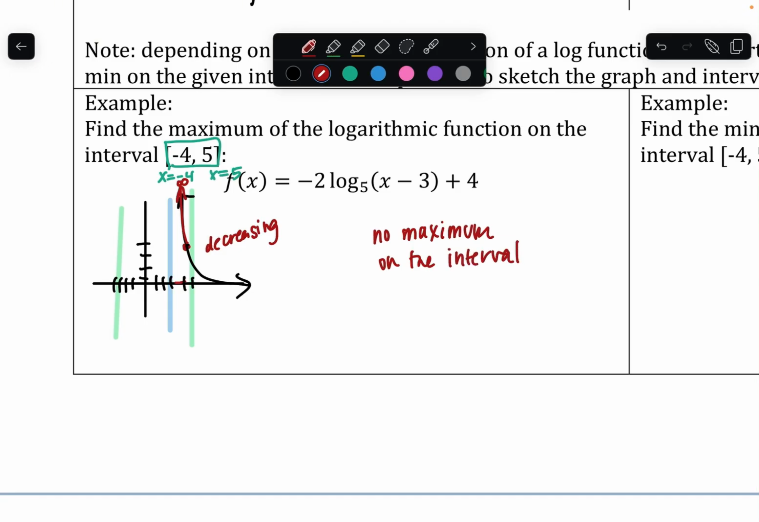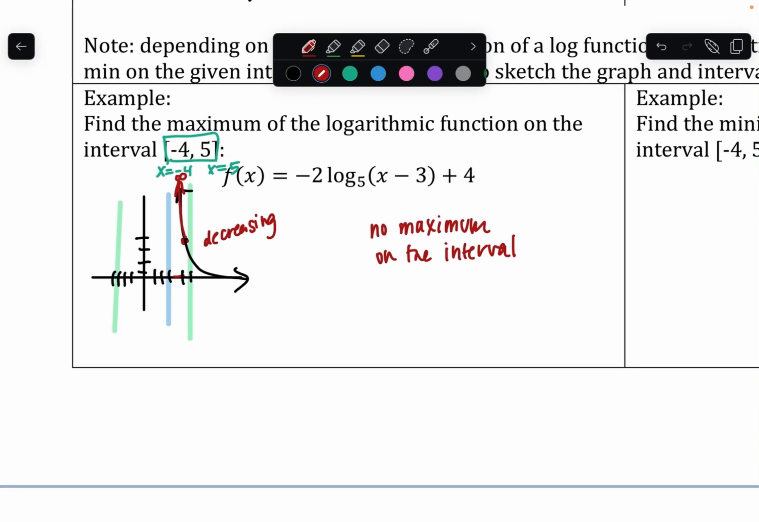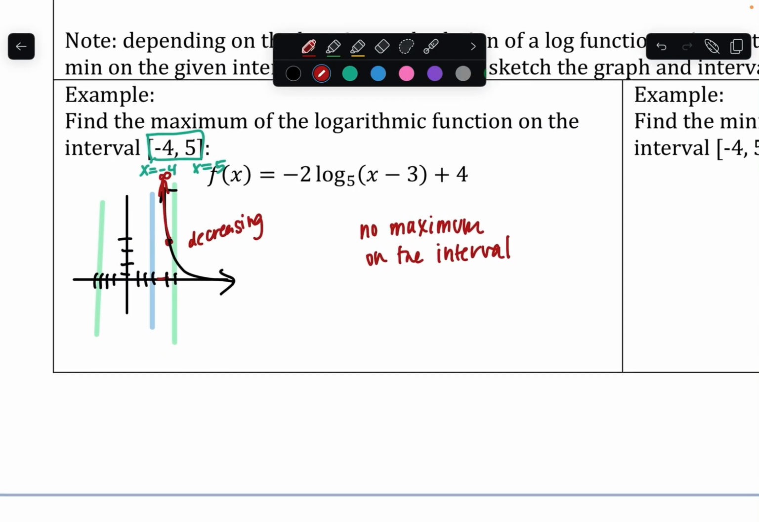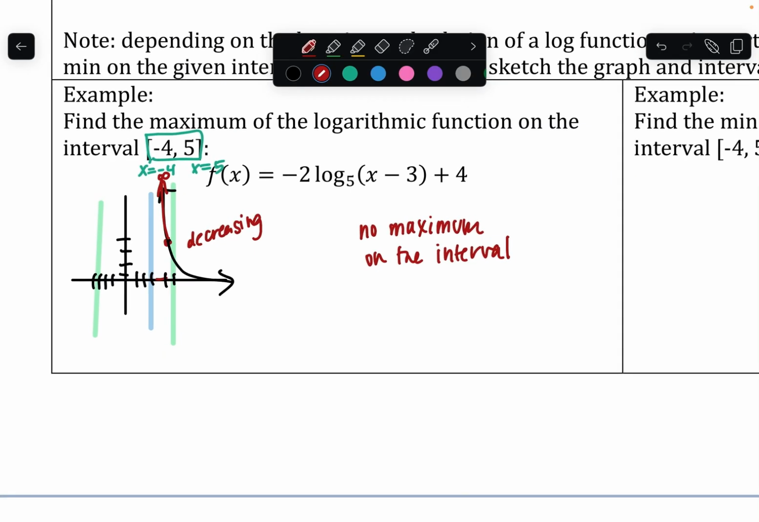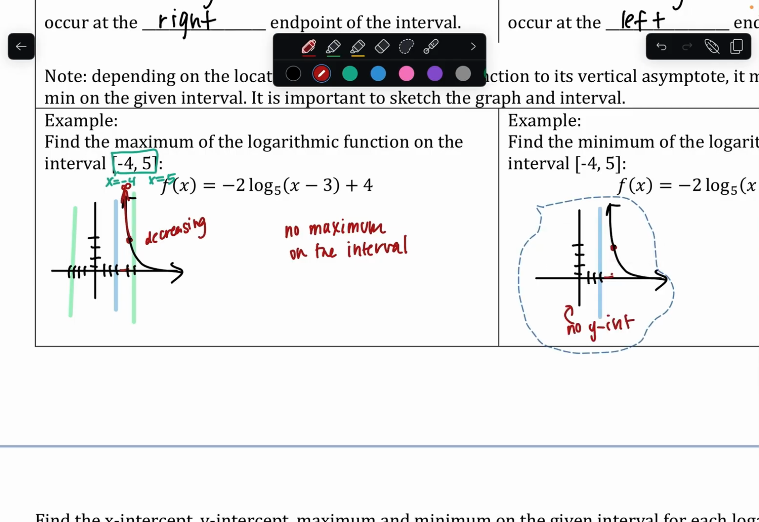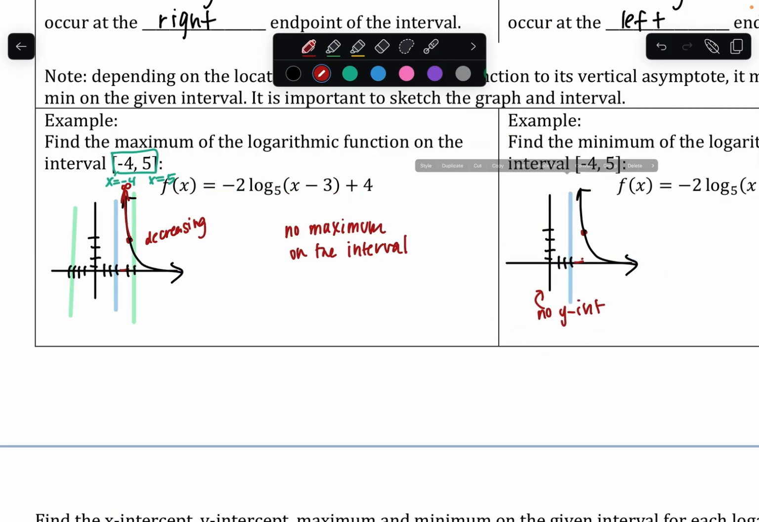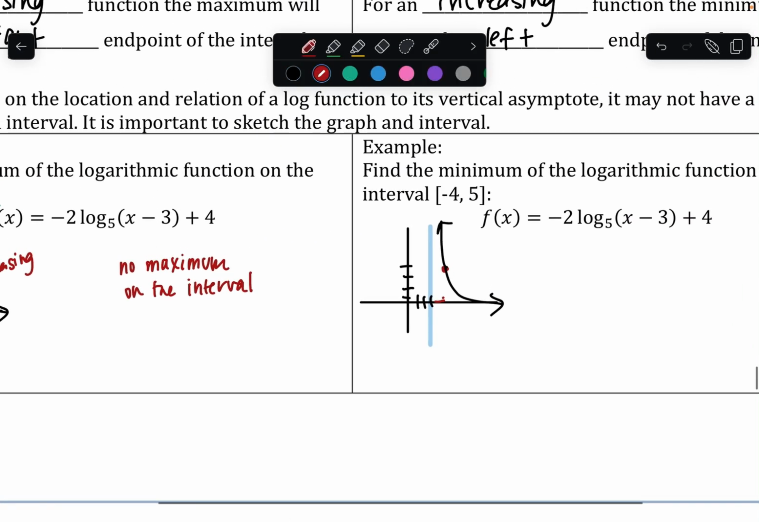Anytime the vertical asymptote falls in the interval, you may or may not have a max, or you may or may not have a min. We do actually have a minimum, so that's going to be this next question. And so here's my graph. We're still working with the same interval.